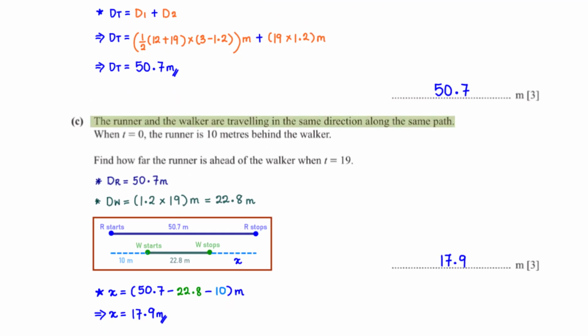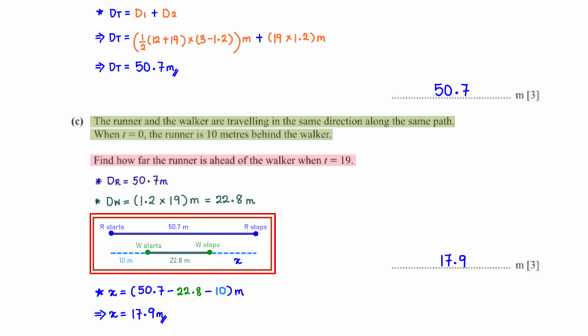The runner and the walker are traveling in the same direction along the same path. When t equals 0, the runner is 10 meters behind the walker. Find how far the runner is ahead of the walker when t equals 19. From the illustration, we've labeled this distance as x.